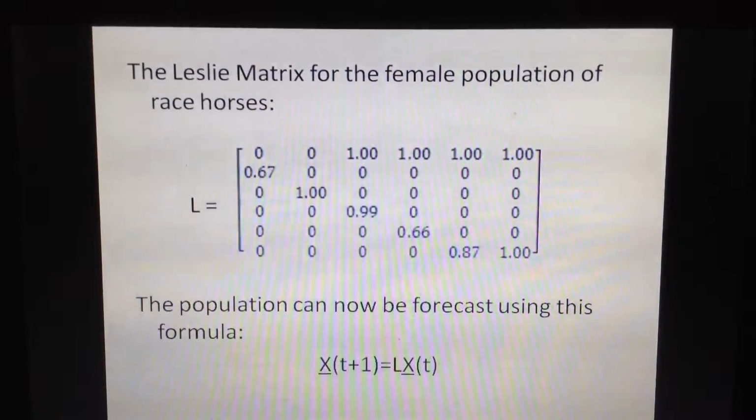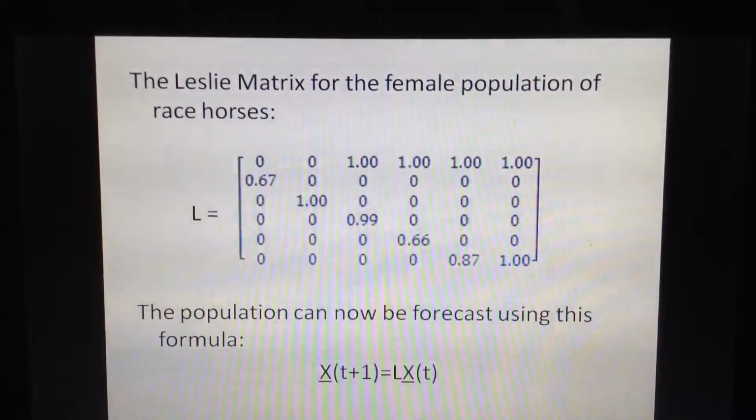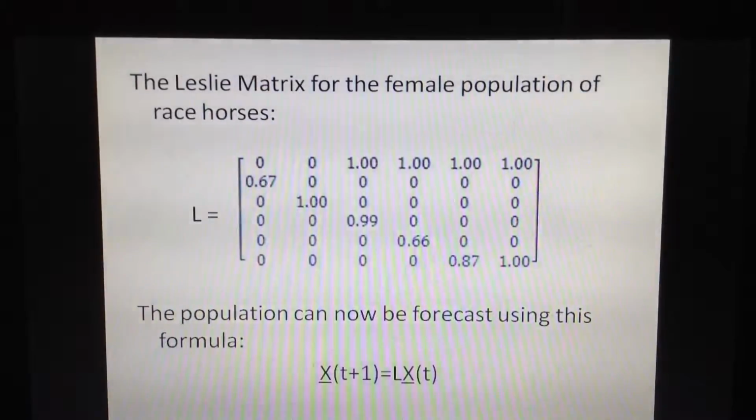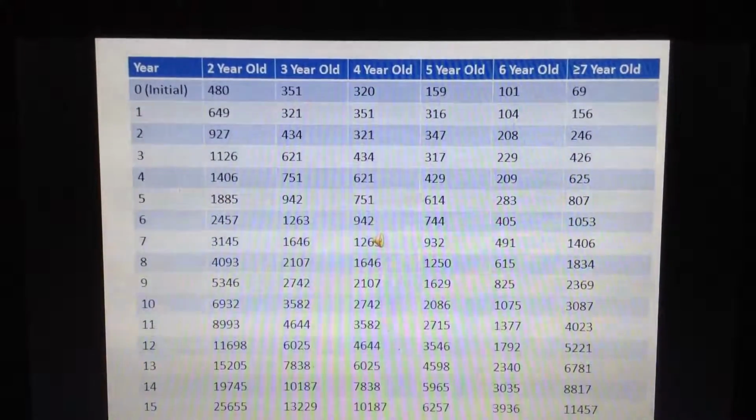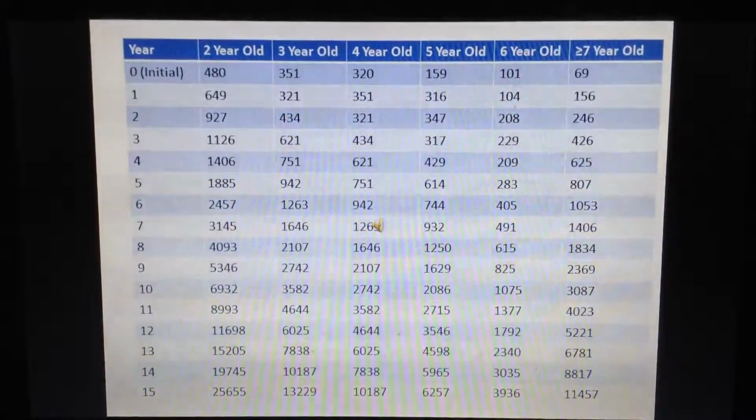The Leslie matrix for the female population of racehorses is as follows. The population can now be forecast using the formula on the screen. These are forecasted population distributions across the age classes over the next 15 years. The population appears to be increasing over this time.